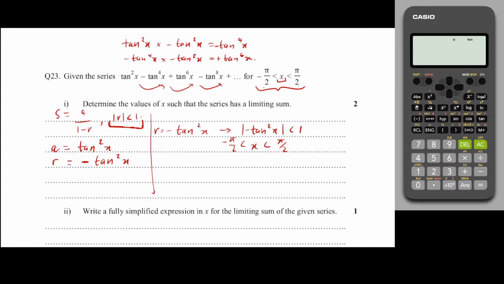Let me think. It's actually quite a tricky one. So negative tan squared x is less than 1, so it's between minus.